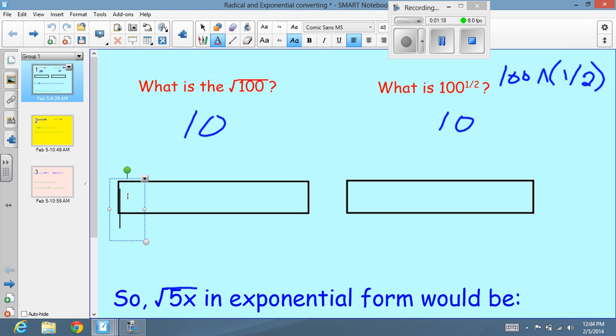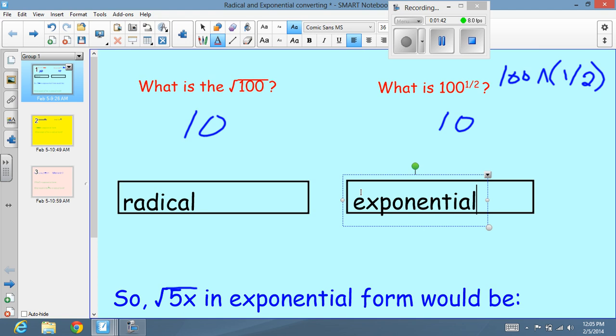Okay? The first form that we have here, let me go a little smaller here. This form is called radical form, okay, because there's a radical, a square root sign. The other form, the second one there, which you're probably not quite as familiar with, is called exponential form because there is an exponent, okay? So that's what we're going to be dealing with here: radical form versus exponential form. What you need to know is that they actually are equal to each other, just different forms.